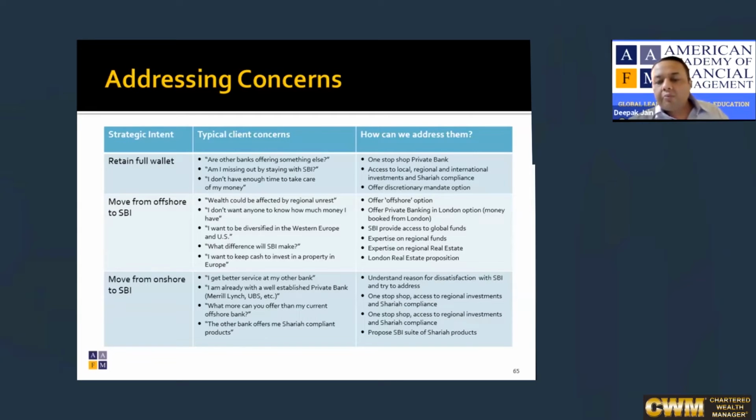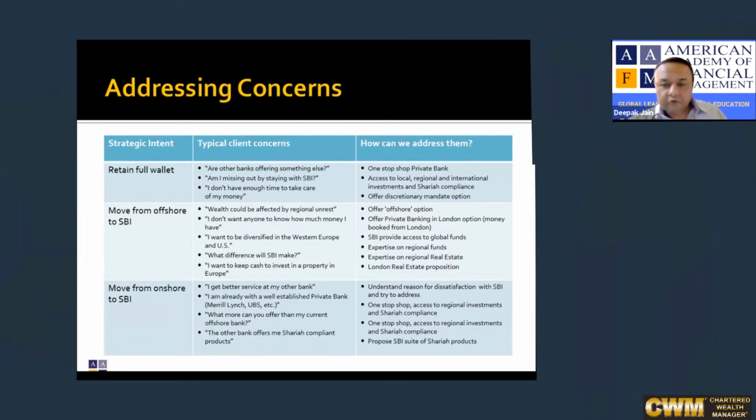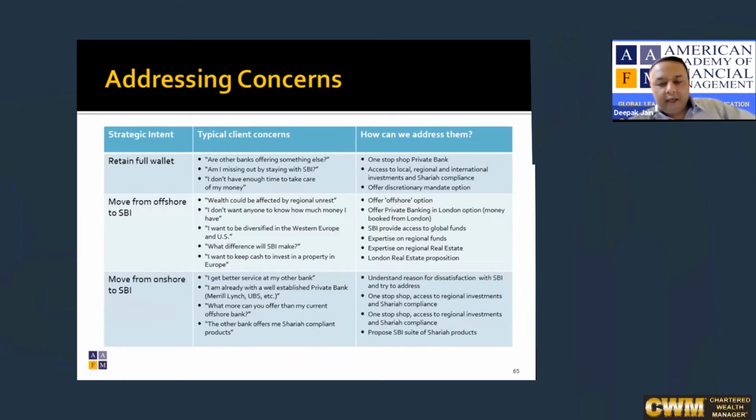So your way to address it could be you offer the offshore option with you. You say you don't have to bring money back. We have an offshore wealth management division which can take care of your wealth in US and UK. You offer private banking in London, money booked in London. You can provide them access to global funds which you are offering in India. You can tell them that you have expertise on regional funds. Now, when the intent is to move from onshore to SBI or your wealth management organization.